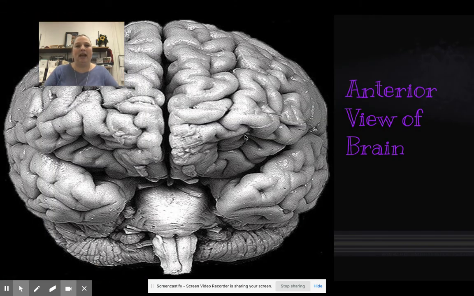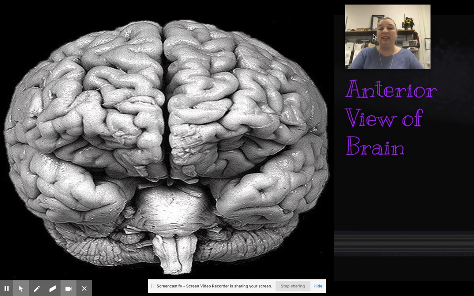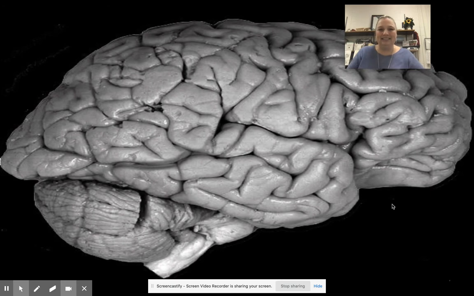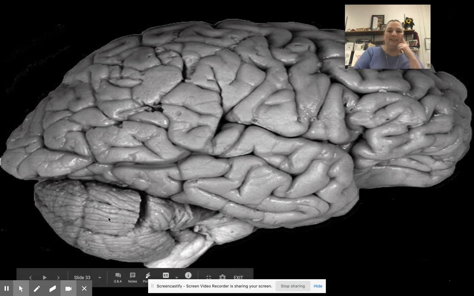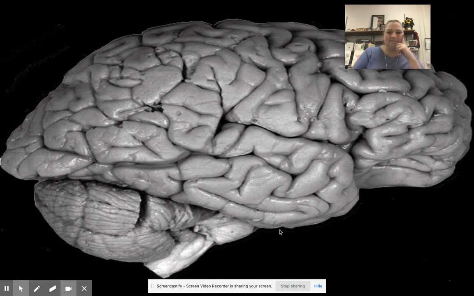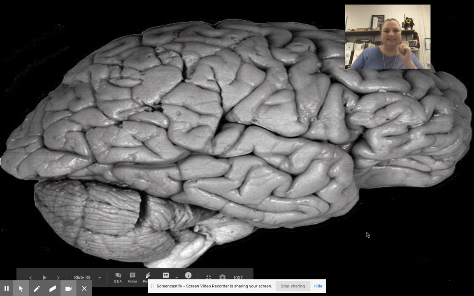Here is an MRI, an anterior view of a real brain. Take a look. Isn't that interesting? Kind of gross. And of course, we got to see the back side or the side. Here's the cerebellum that we talked about. Spinal cord.